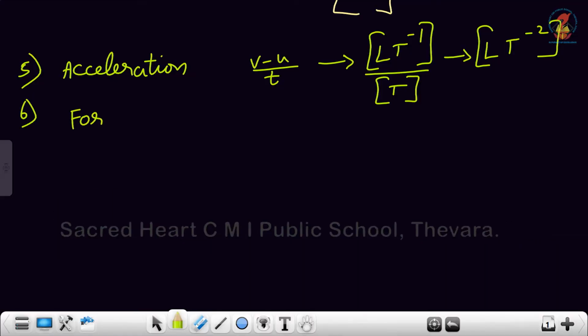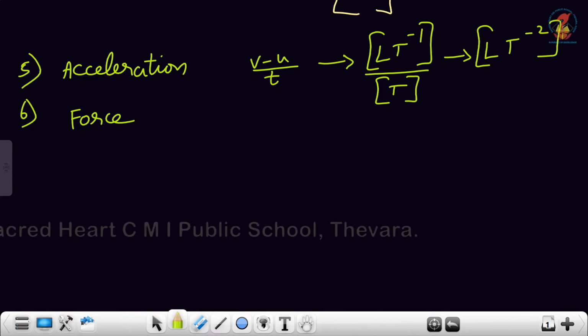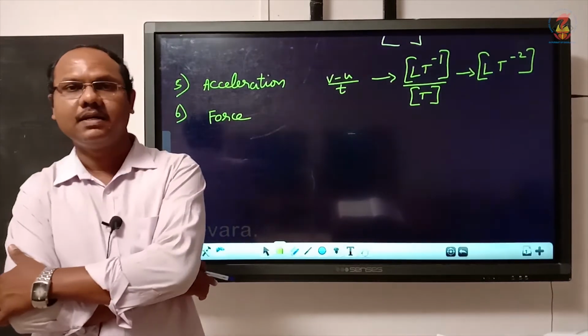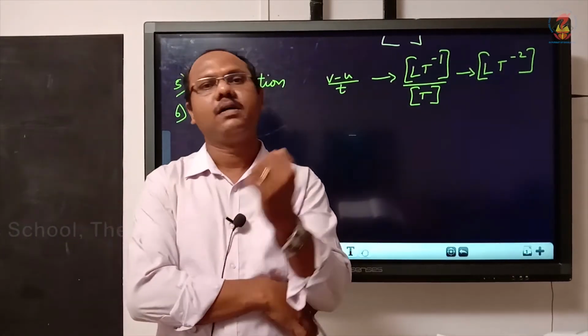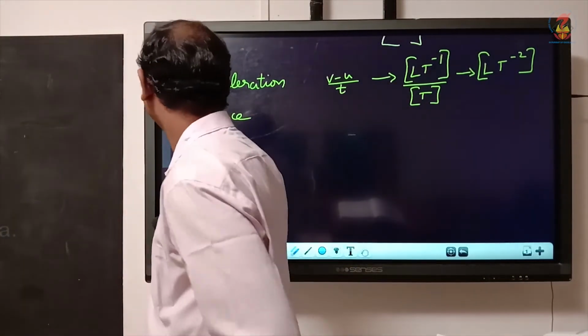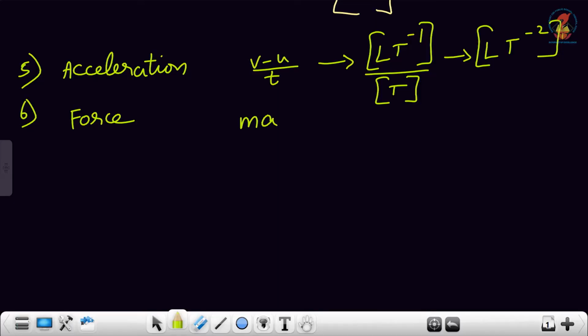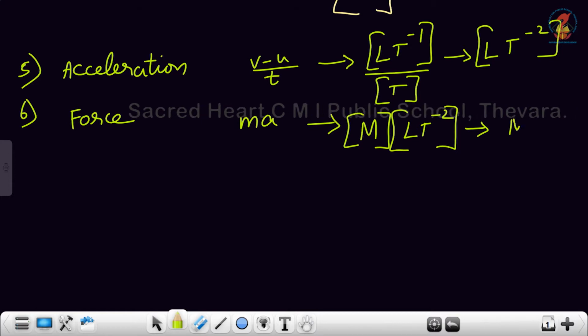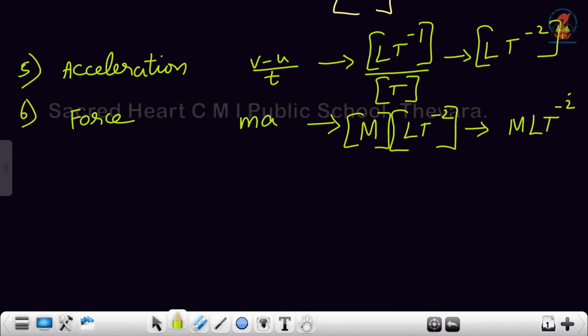Now you try for force. What is the equation for force? Yes, F is equal to m into a. Okay, try by yourself. Mass into acceleration. Mass we know it is capital M and acceleration is L T minus 2. So when I club this, I will get M L T minus 2.